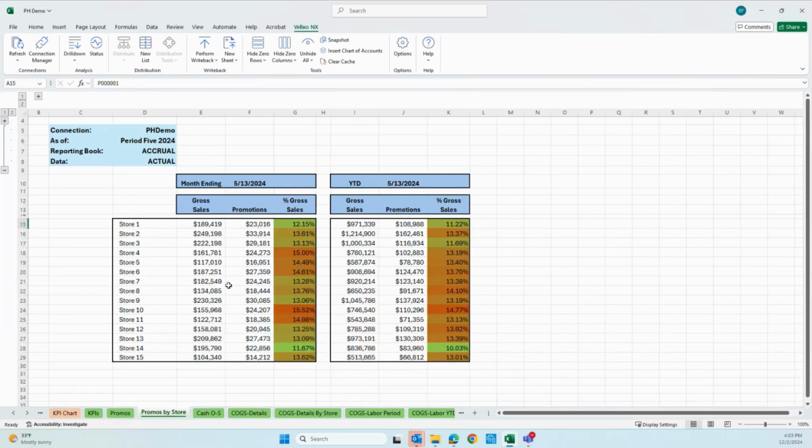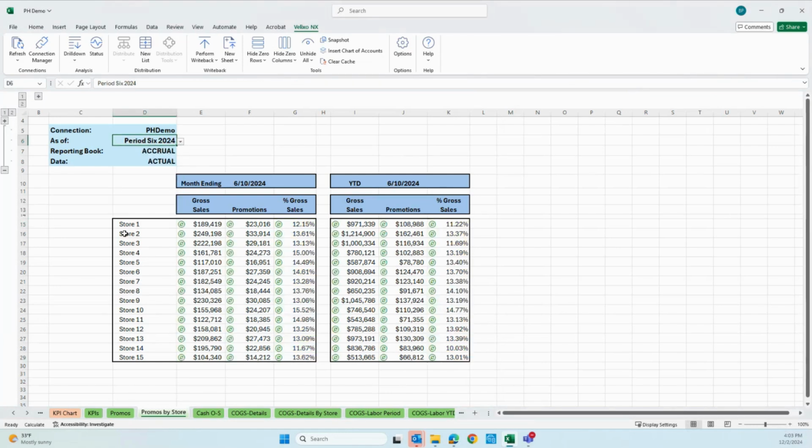And then I've got a breakdown by store. So the total promotional activity by store, and then doing conditional formatting with the lowest amounts in green and the highest amounts of promotional spend in red, on a current period and year-to-date basis. And again, this just gets updated as we select different periods here, and the numbers will update accordingly.